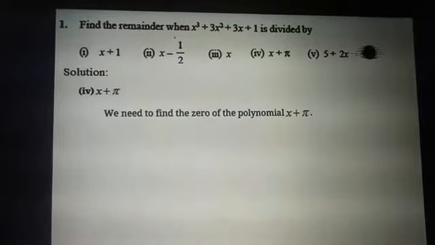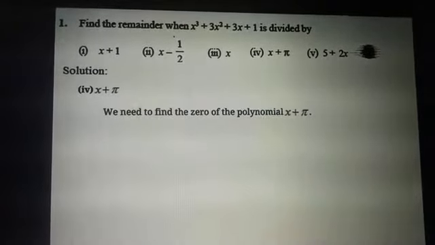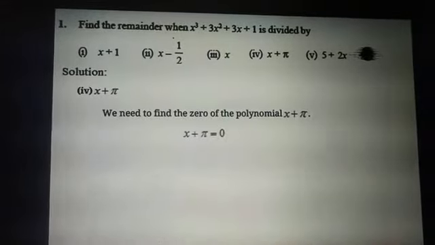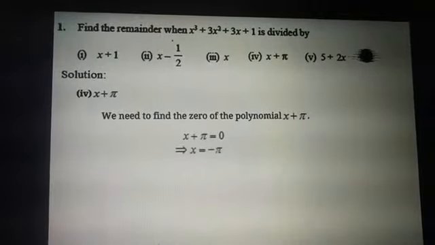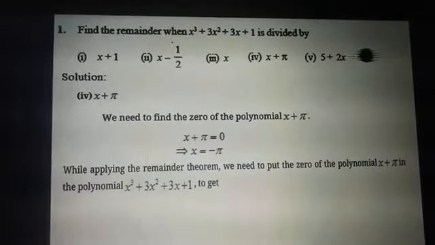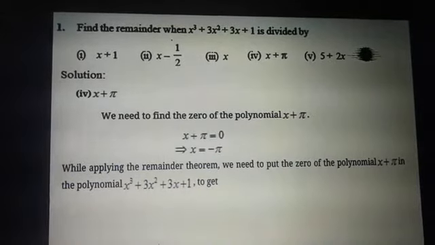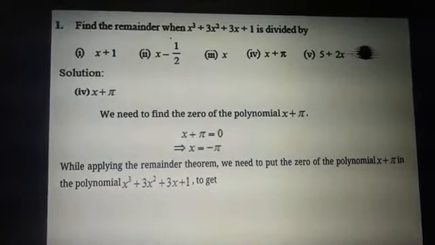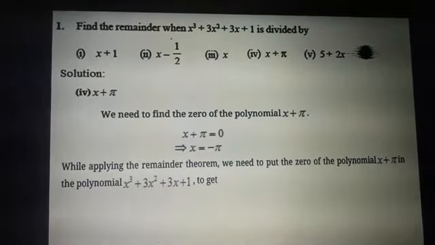First step, we need to find the zero of the polynomial x plus pi. That is, x plus pi is equal to 0. X equal to plus pi, come to this side, minus pi. While applying the remainder theorem, we need to put the zero of the polynomial x plus pi in the polynomial x cube plus 3x squared plus 3x plus 1.